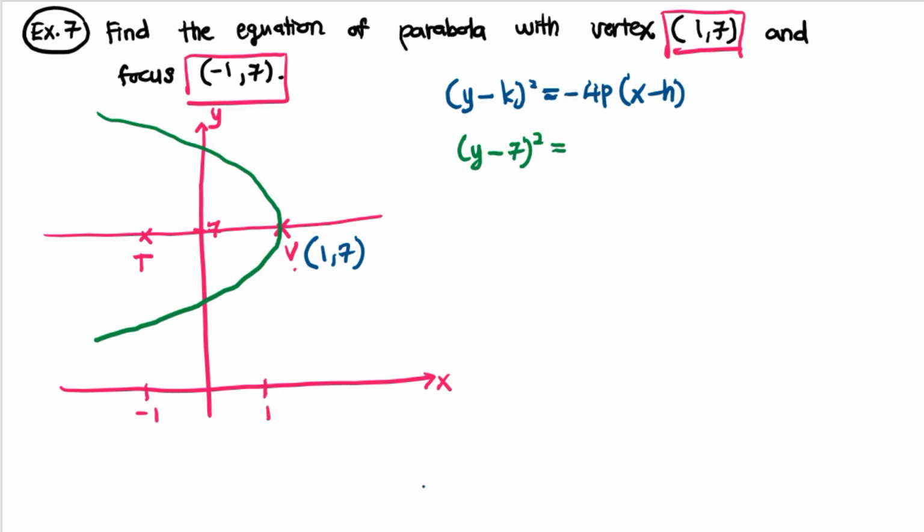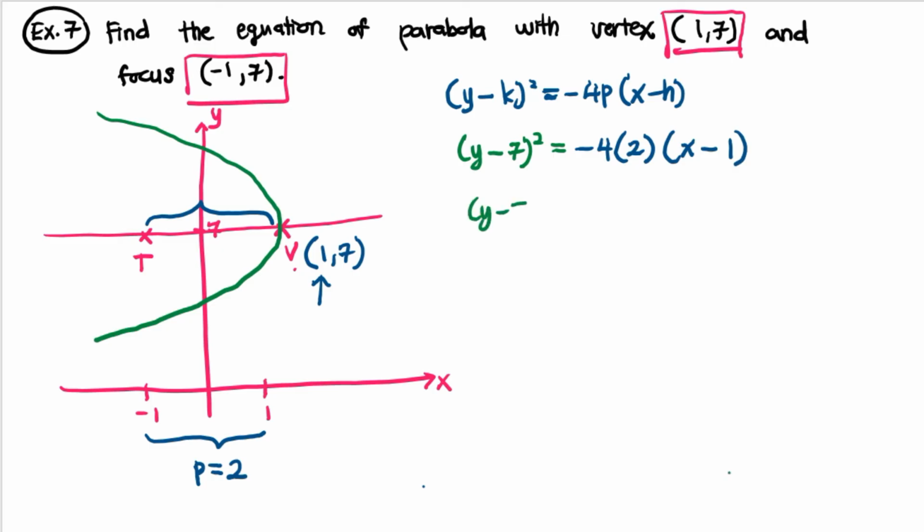So how do we find the value for p? The value for p is measured as the distance from the vertex to the focus or the directrix. In this case, p is actually 1 minus negative 1, which is 2. So you have negative 4, p is 2, and x minus h, where h is given by this value, 1. You simplify this one, and you'll get (y minus 7) squared equals negative 8 (x minus 1). And we are done with this one.